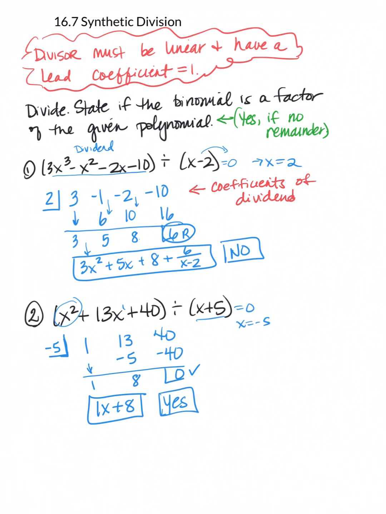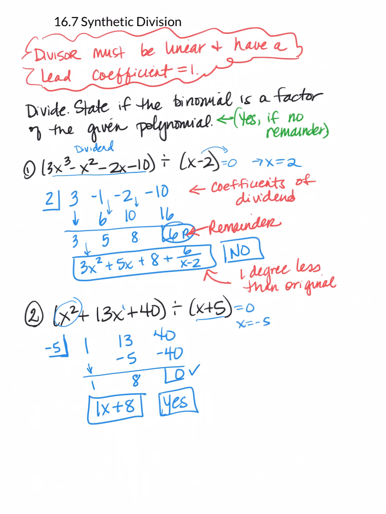All right. Just so you remember that. This is the remainder right here, whatever comes out at the bottom. And when you write your answer, it's always going to be 1 degree less than the original, because we're dividing out an x, a linear function.